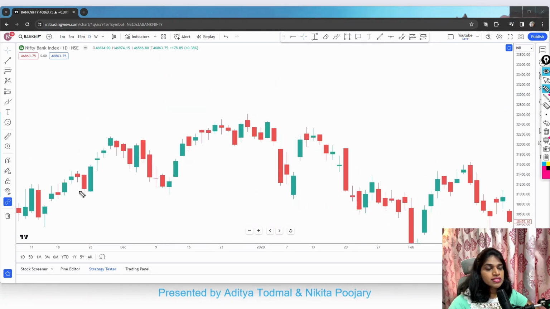Now here we can see the market made a sharp up move, pullback, sharp up move, a pullback, sharp up move, again a pullback.